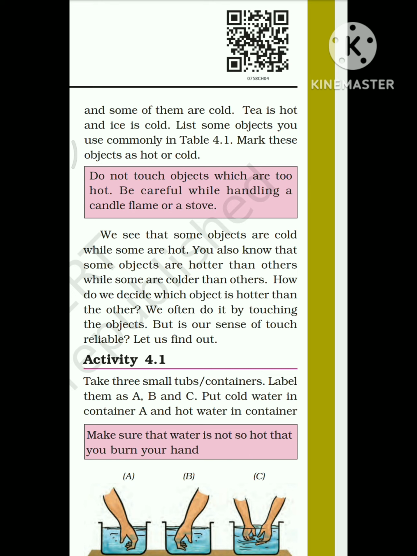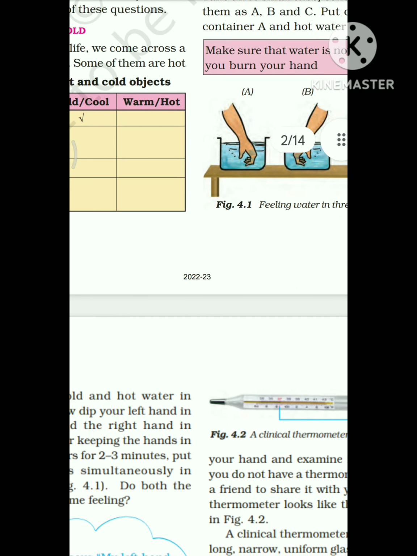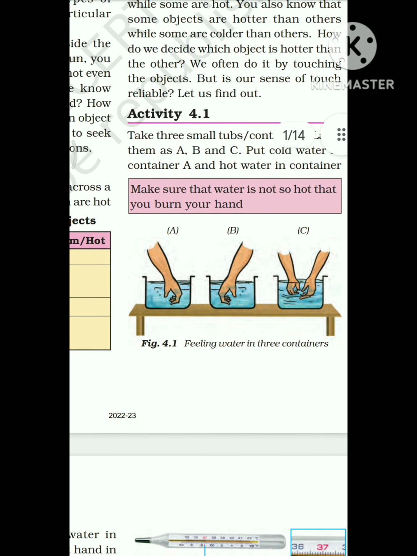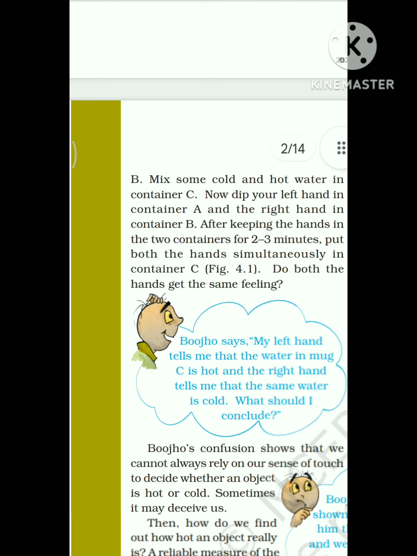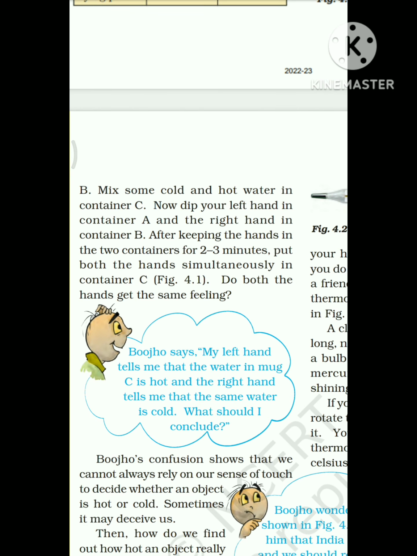Take 3 small tub containers, label them as A, B, C. Put cold water in container A and hot water in container B. And there is a caution: make sure that water is not so hot that you burn your hand. Then mix some cold water and hot water in container C. Now dip your left hand in container A and the right in container B. After keeping the hands in the two containers for 2-3 minutes, put both hands simultaneously in container C.